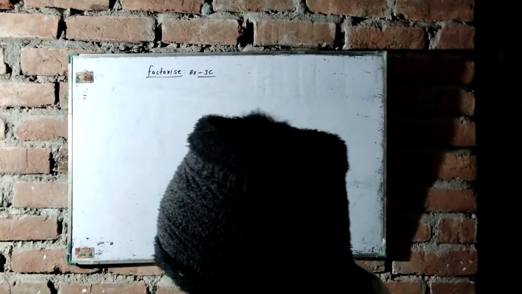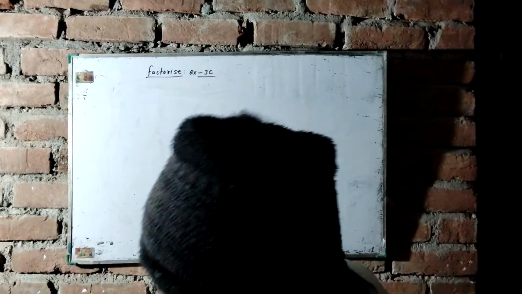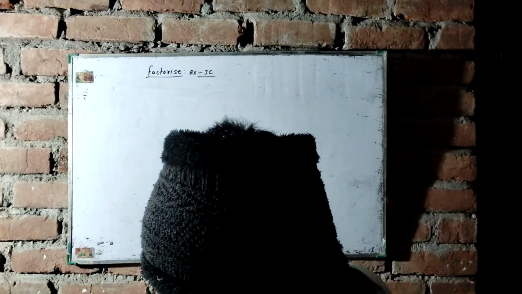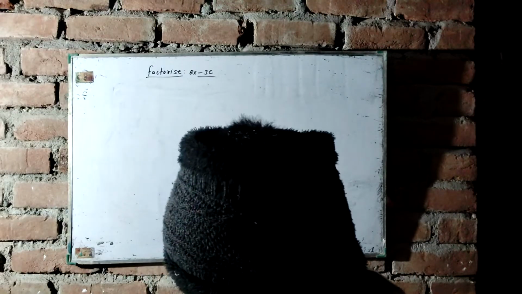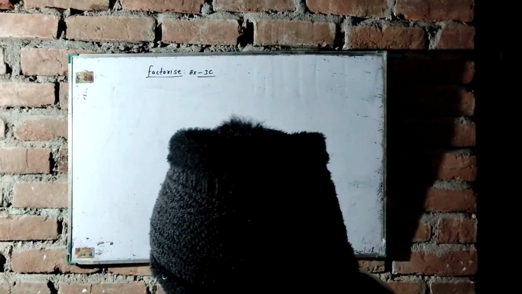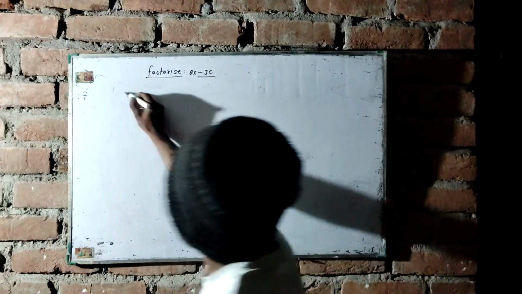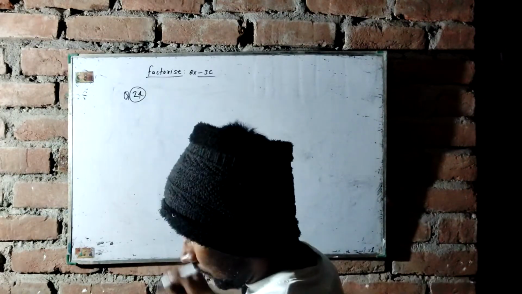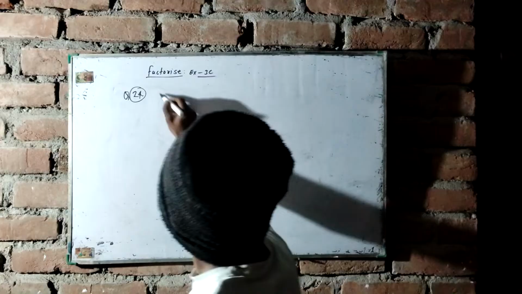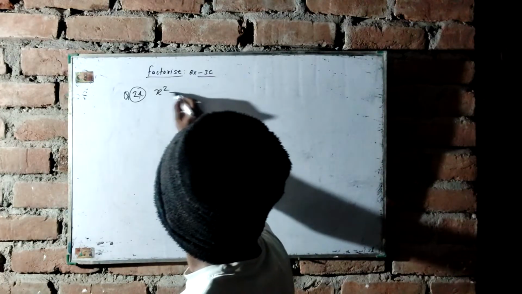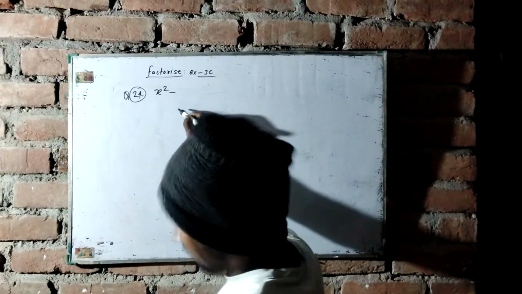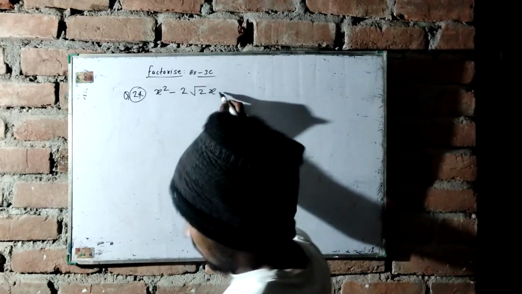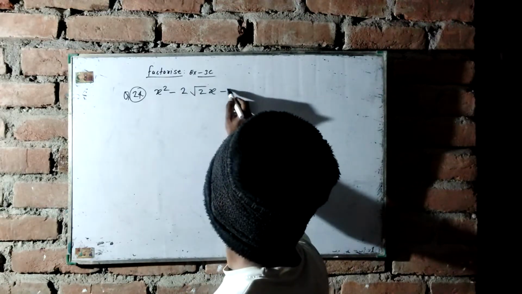Question number 24. X squared minus 2 under root 2x minus 30.